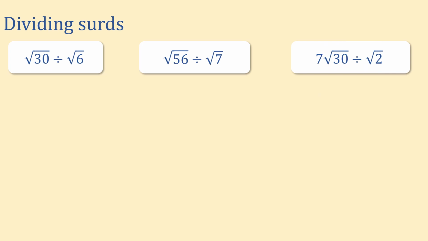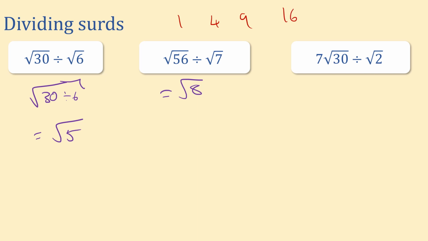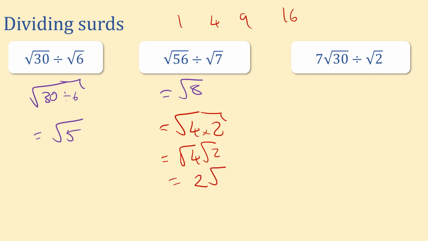Okay, same idea for dividing surds. The square root of 30 divided by the square root of 6 is root 30 divided by 6, which is just root 5. Root 56 divided by root 7, that's root 8. You do need to check that things don't simplify. Do any of our square numbers go into 8? Yeah, 4 does. So I could split this into the square root of 4 times 2, which is root 4 times root 2, and the root 4 is 2, so that is 2 root 2.